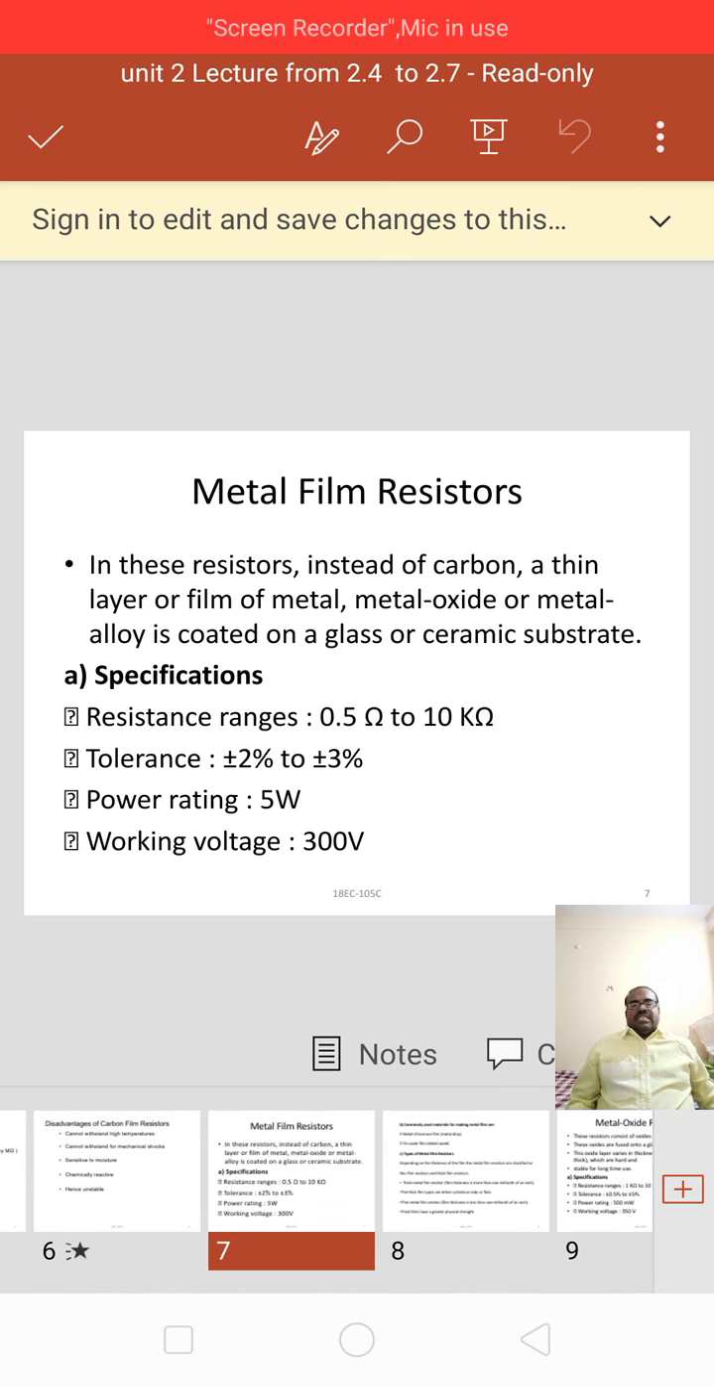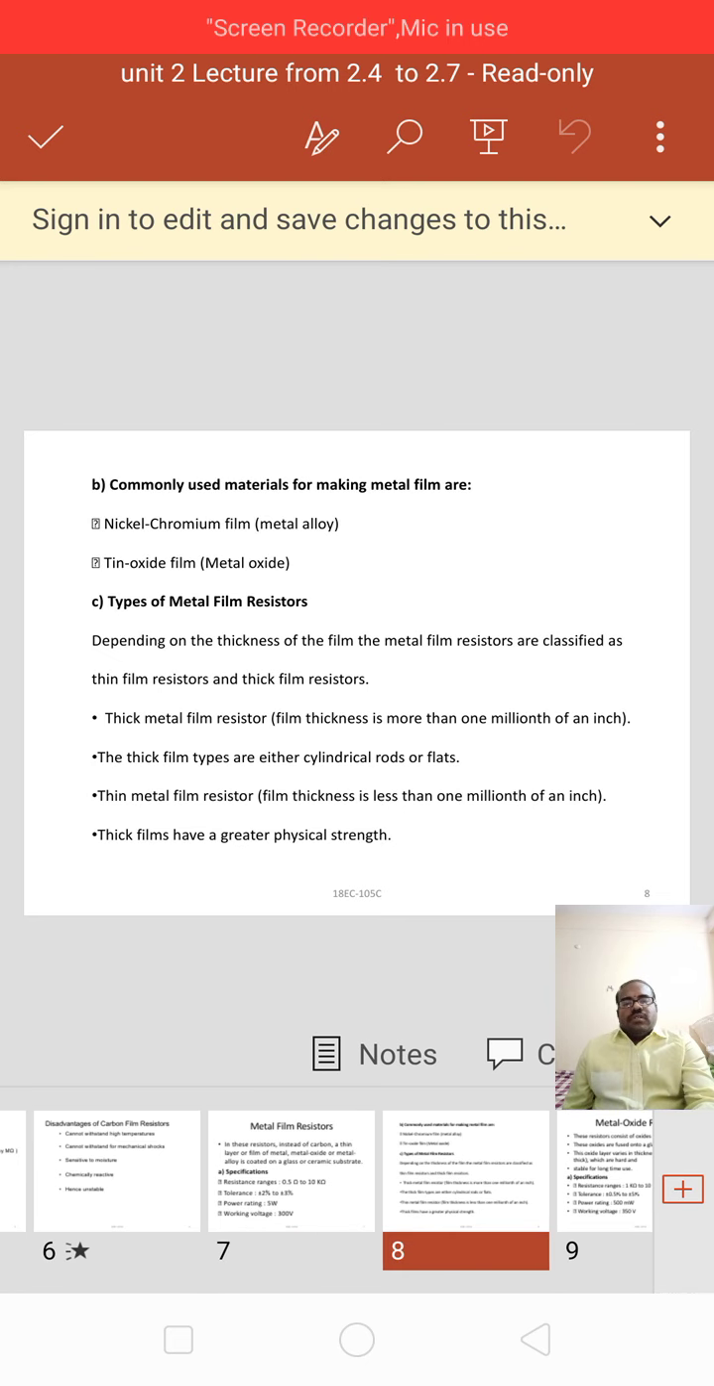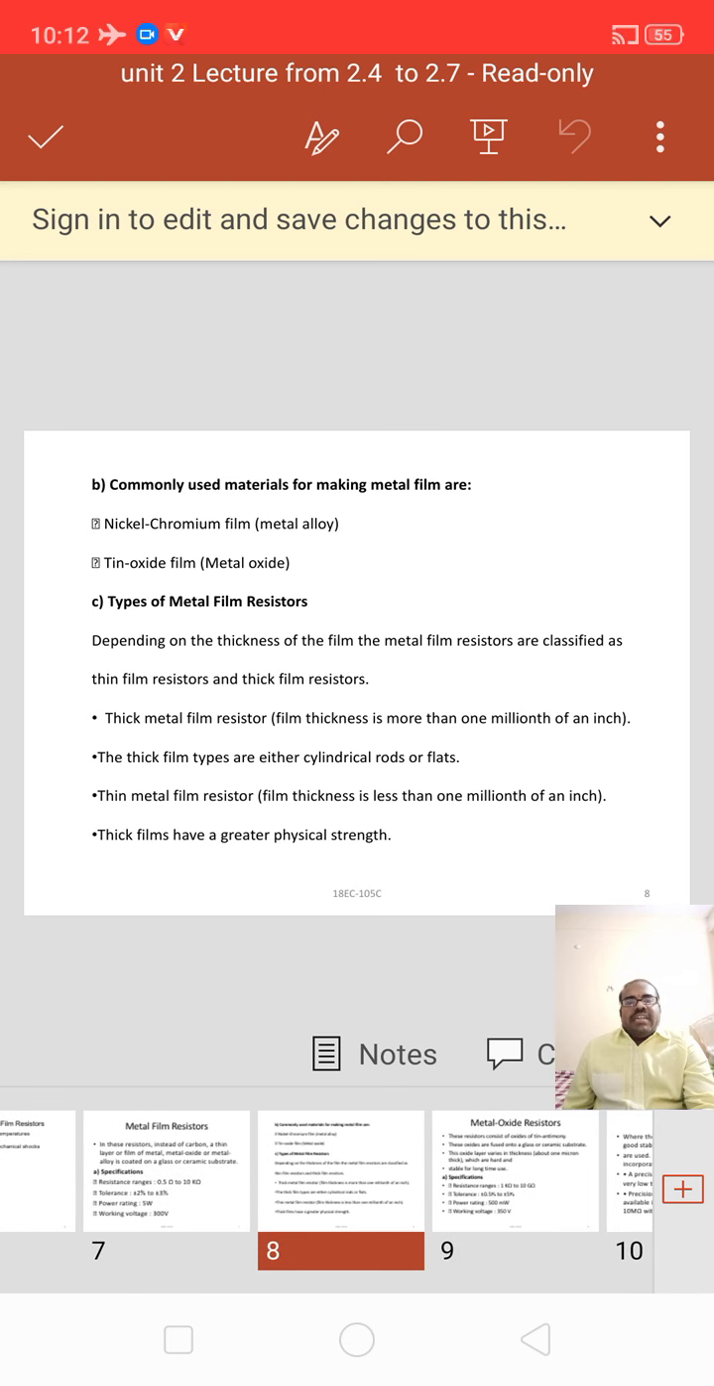Next, metal film resistors. They are made up of glass or ceramic substrate. The resistance range of metal film resistors is 0.5 ohms to 10 kilo ohms. Tolerance is plus or minus 2% to plus or minus 3%. Power rating 5 watts. Working voltage 300 volts. They are of two types: thick metal film resistors as well as thin metal film resistors.